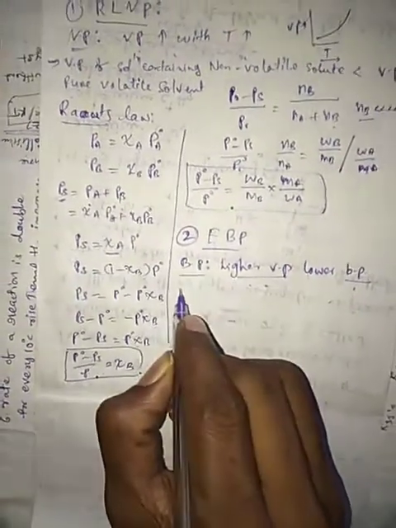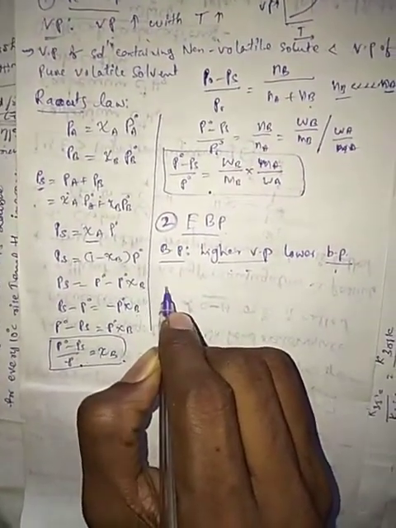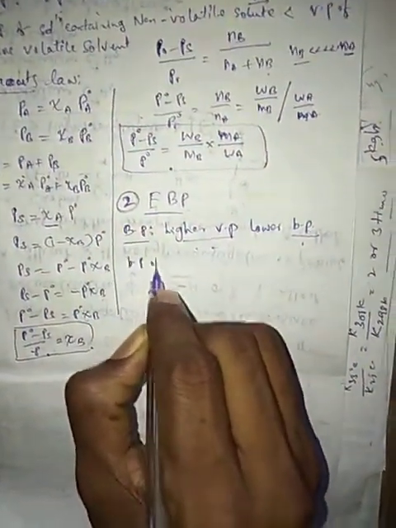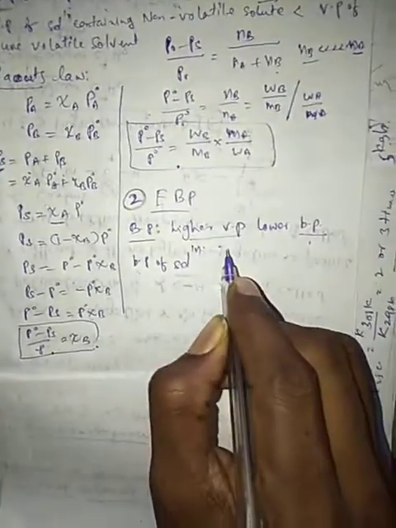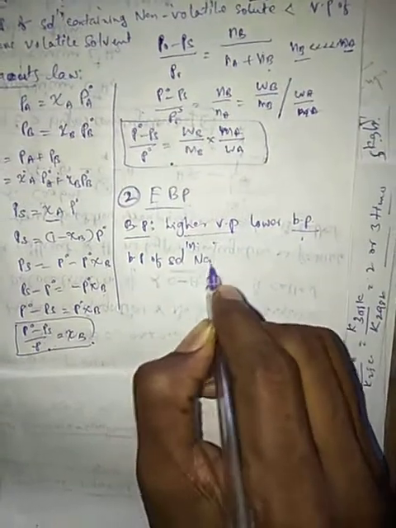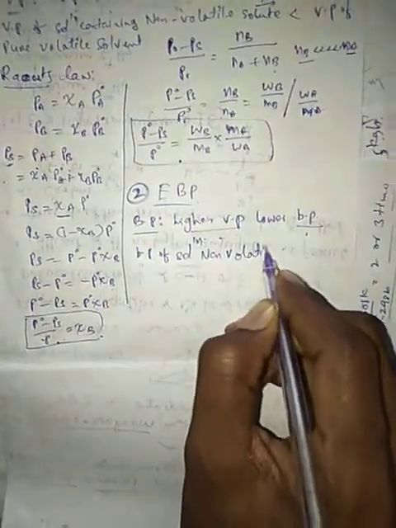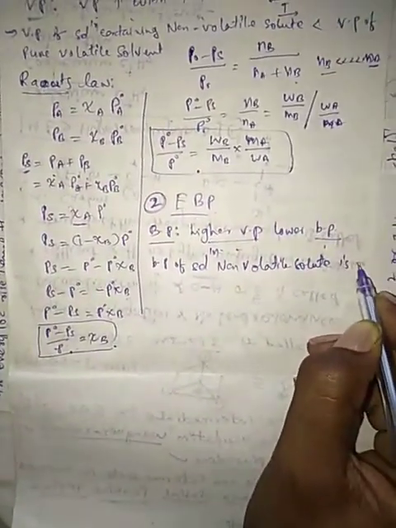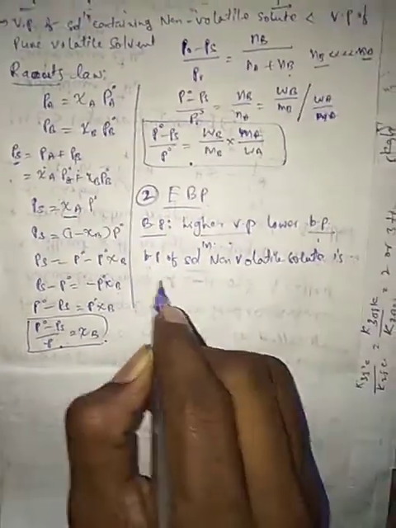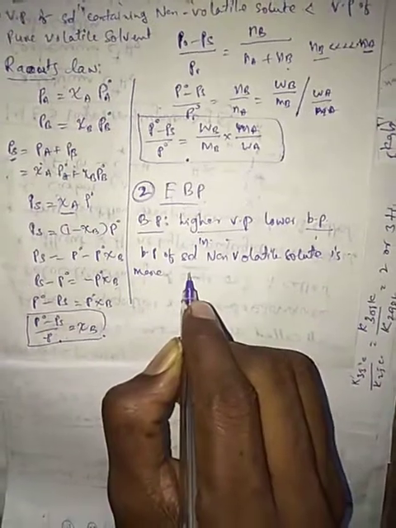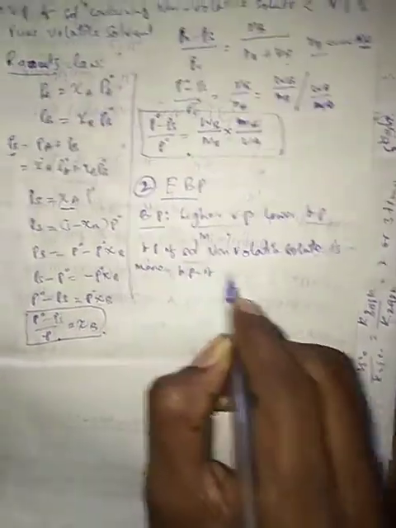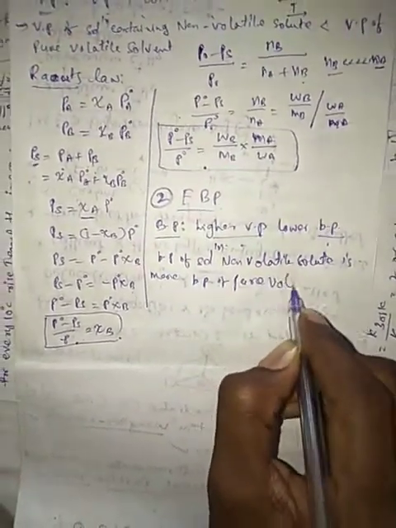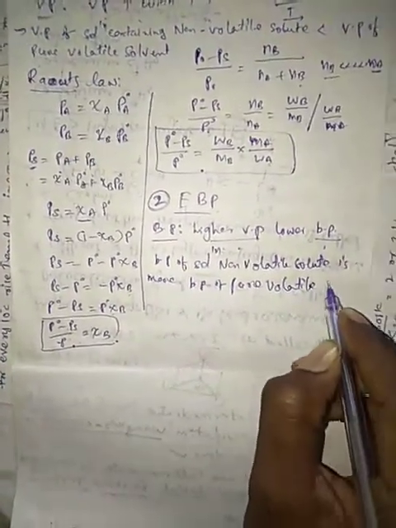Now, next one: the boiling point of the solution containing a non-volatile solute is more than that of the boiling point of the pure volatile solvent.